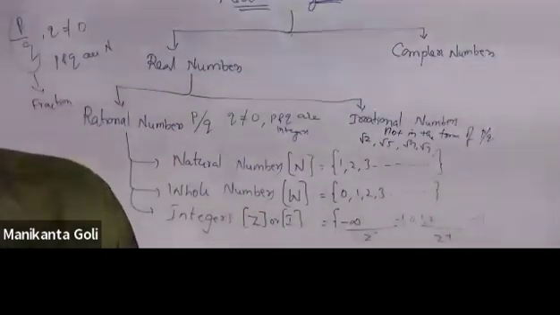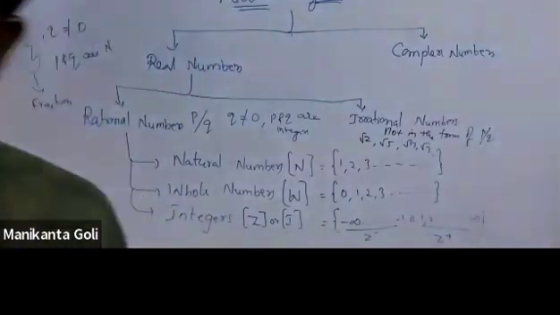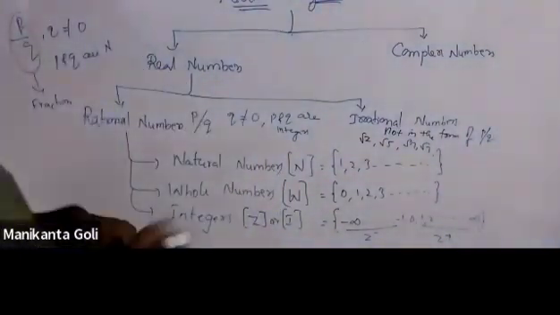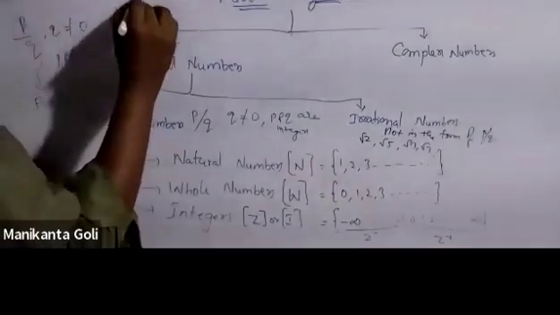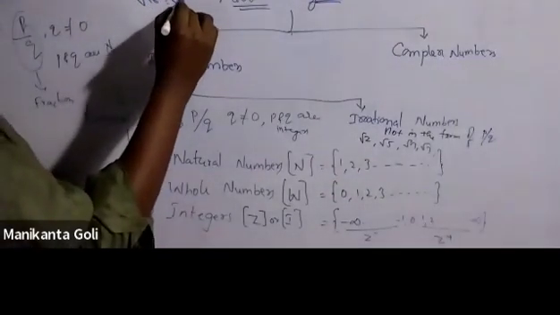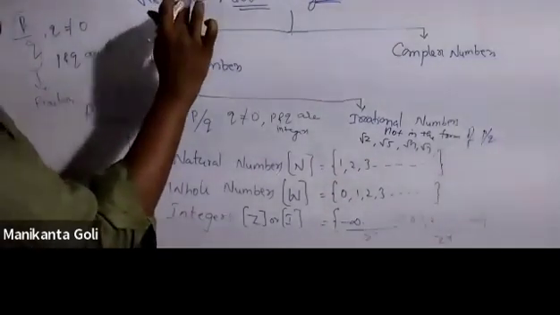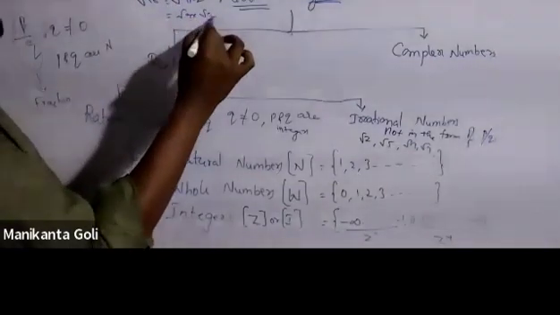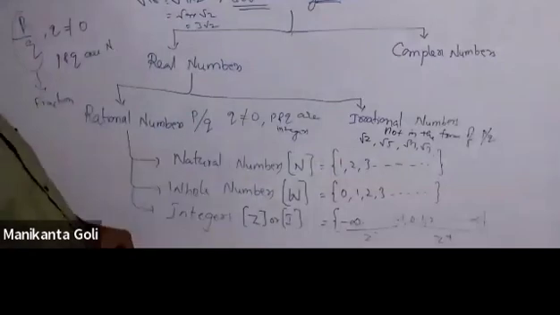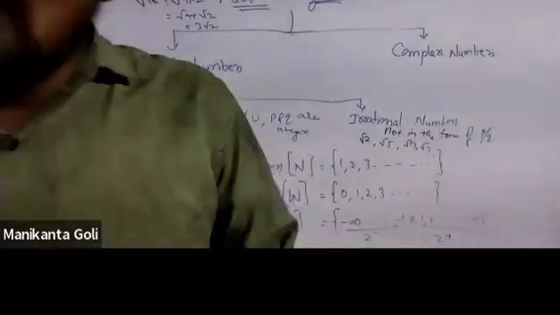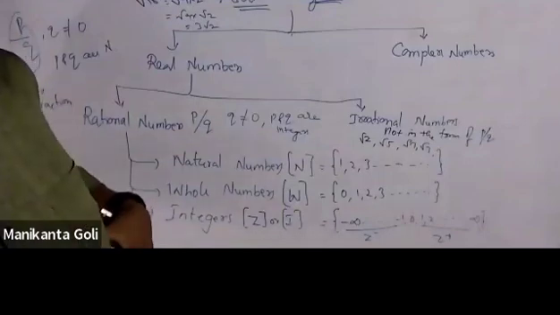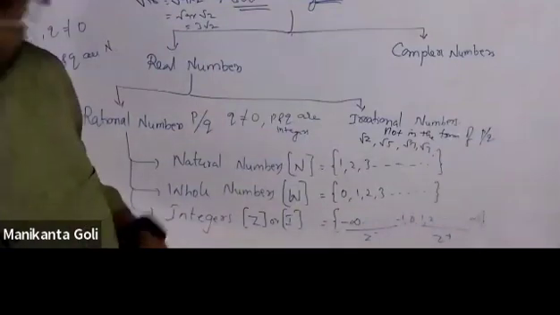Root 18 is also an irrational number. Root 18 can be written as 3 root 2. Root 18 is written as root 9 into 2, that is root 9 into root 2, that is 3 root 2. 3 root 2 is also an irrational number.